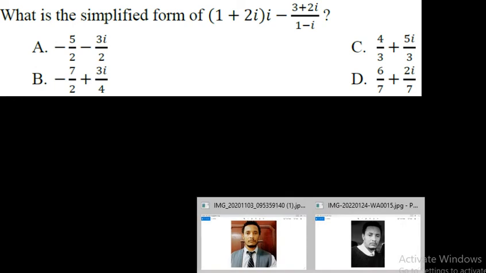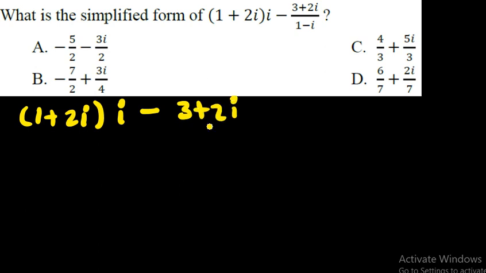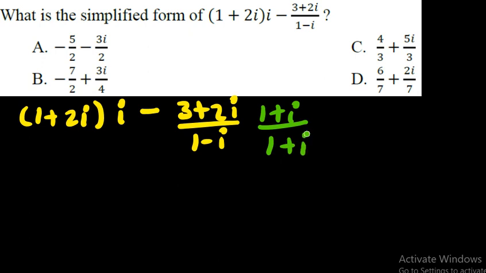Okay, the last question here. It says, what is the simplified form of (1 plus 2i) times (i minus 3 plus 2i) the whole over 1 minus i? Let's write it: 1 plus 2i times i minus 3 plus 2i, the whole over 1 minus i. You can rationalize this first. You can multiply by 1 plus i over 1 plus i, the conjugate of the denominator, and simplify. What will be the result here?